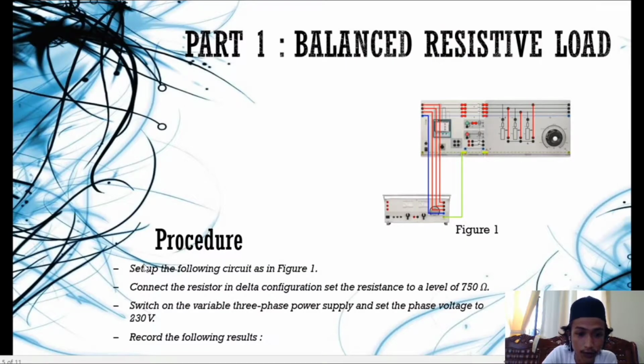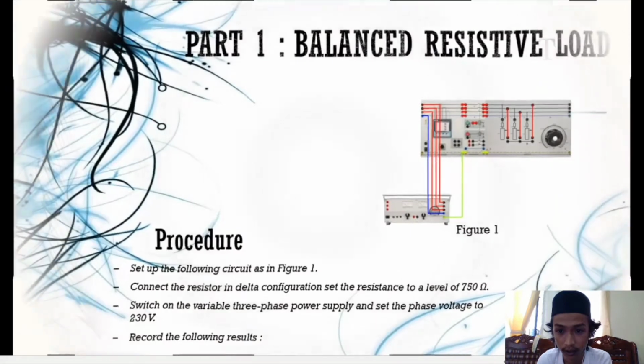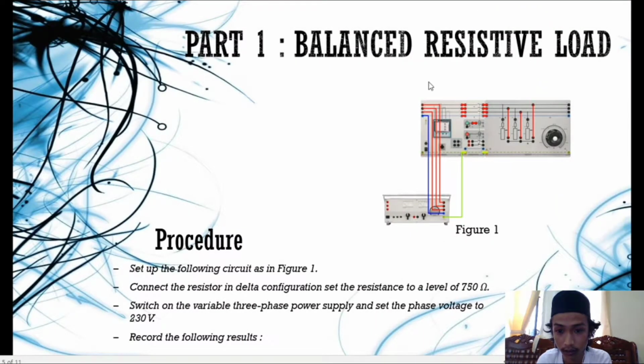The procedure for part 1 is to set up the circuit as in figure 1. As you can see, this is our controllable power supply, this is our power quality meter with long-term memory and display, and this is our resistive load. Connect the resistor in delta configuration. Set the resistor to a level of 750 ohm.